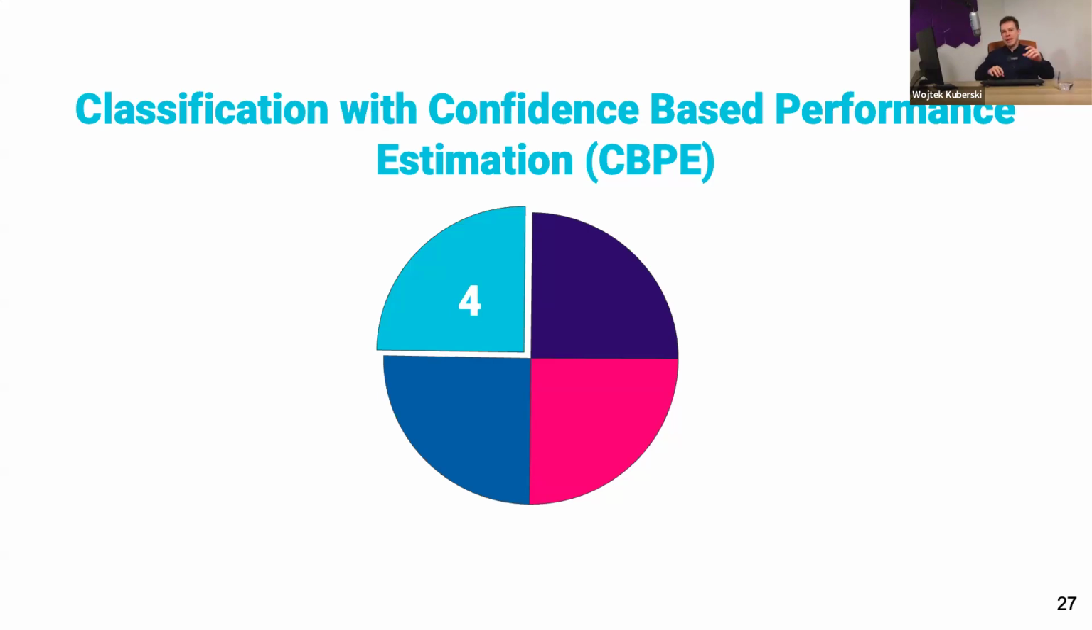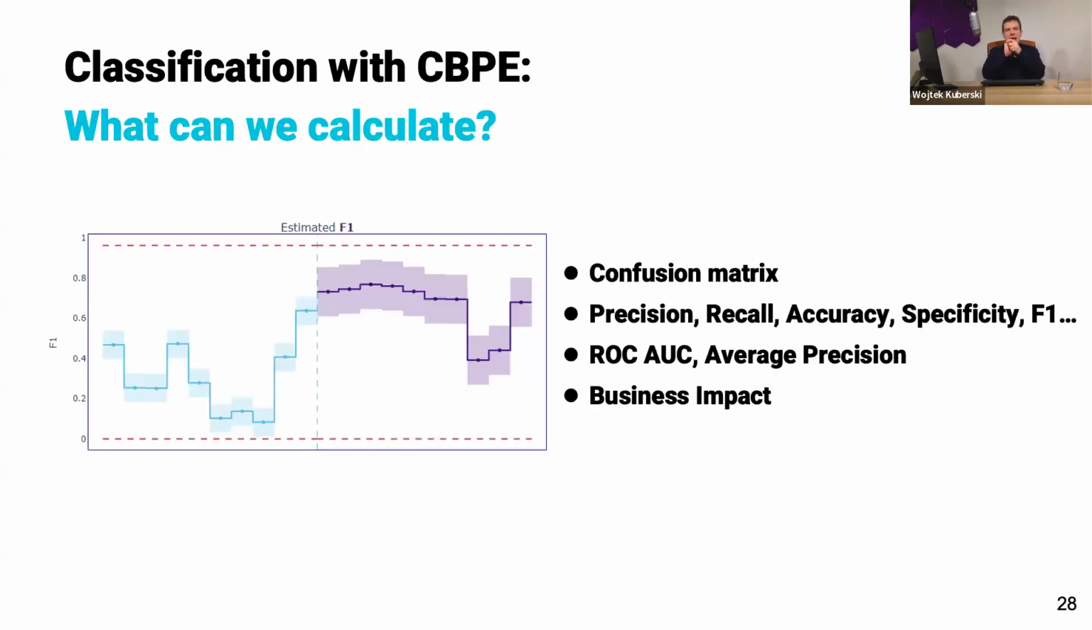So now the last part is how we can quantify the impact of covariance shift on performance for classification models. So here we have confidence-based performance estimation. We're very creative with names, as you can see. And what it does is basically what it says it does. Let's talk about the same format as before.